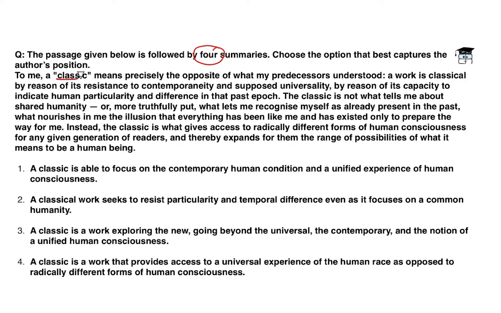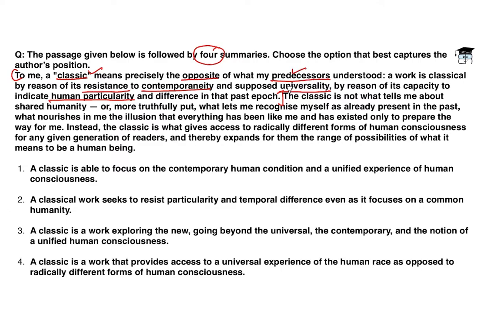To me, a classic means precisely the opposite of what my predecessors understood. A work is classical by reason of its resistance to contemporaneity and supposed universality, by reason of its capacity to indicate human particularity and difference in that past epoch. Now, from this line to this line, I can see that the author is talking about what classic actually means to him, right? Which is a contradiction to what his predecessors understood classic meant, right?